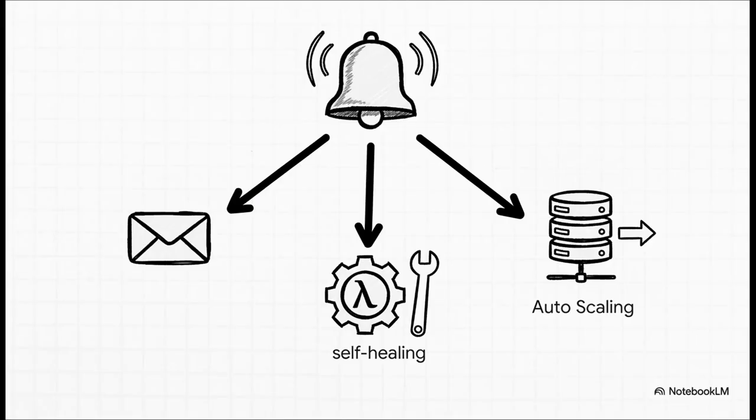But here's where it gets really cool. When an alarm goes off, it can do so much more than just send you a panicked email at 3 a.m. The real power is in the automated actions it can trigger. Sure, it can send an email via SNS, but it can also invoke a Lambda function to try and fix the problem. Or it can even kick off an auto-scaling action to add more servers. Monitoring is no longer passive. It's an active part of your system.